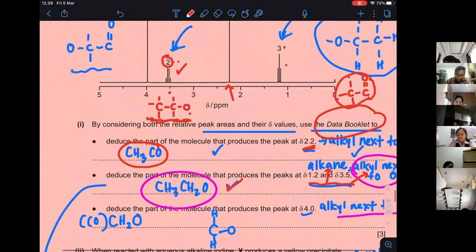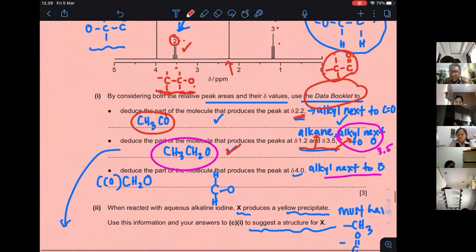Now, another one. I never said it's going to be easy. For those who have managed to figure it out, good for you. But for those who are still struggling, please try to do this again and again. So you see here, the last one is going to be the peak at 4. When I refer to my data booklet, it is written alkyl next to O. Again, alkyl next to O.